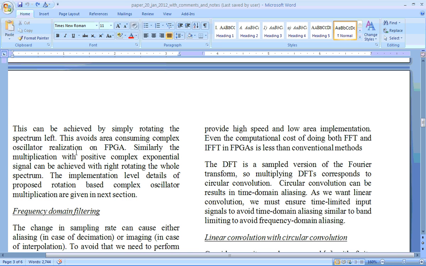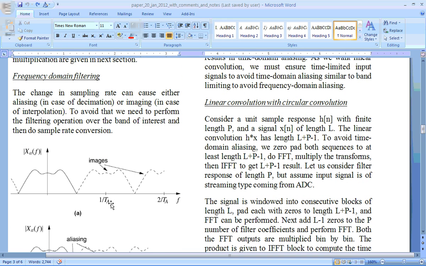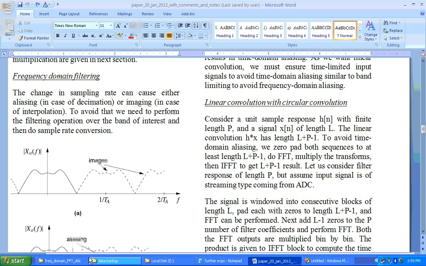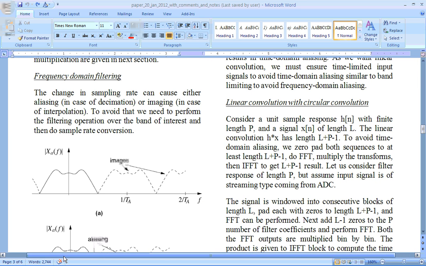Similarly, the multiplication with the positive complex exponential signal can be achieved by rotating the whole spectrum to the right. I am using the word rotating, not shifting. You will get to know, it is given down. The implementation level details of the proposed rotation based complex NCO are given in the next section. Now here we go into a little detail about that rotation itself.